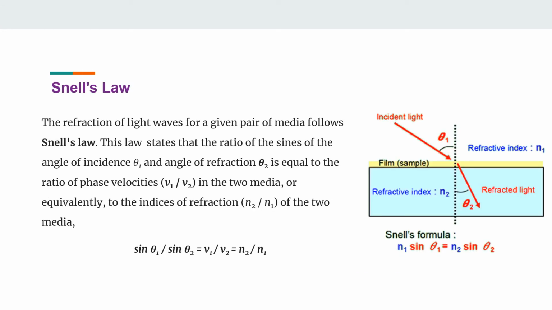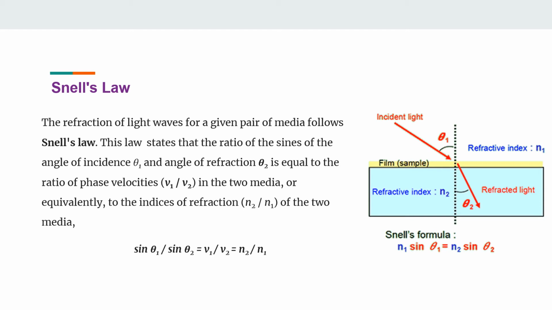Next, we need to know about Snell's law if we want to understand refractive index. The refraction of light waves for a given pair of media follows Snell's law. This law states that the ratio of the sines of the angle of incidence θ1 and angle of refraction θ2 is equal to the ratio of phase velocities, which is v1 over v2 in the two media, or equivalently to the indices of refraction n2 over n1 of the two media.